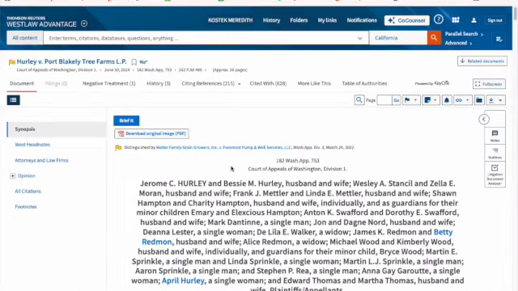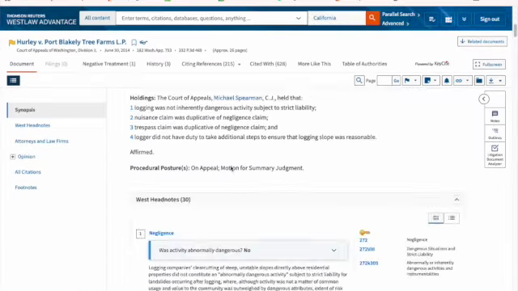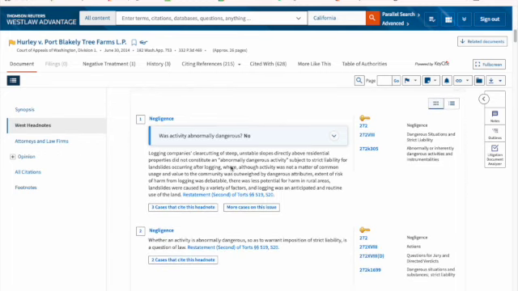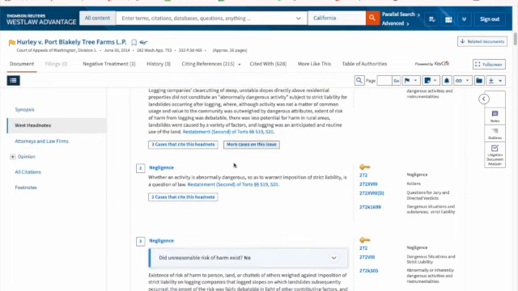Here I am on Hurley. I can scroll down and look at the headnote topics. Here is one on negligence, but what I'm really looking for is that strict liability and the question of law. And so I'm looking at headnote 2. If I were to look at these cases under headnote 2, I'm likely to get Washington cases because I'm in a Washington case right now. These are cases that have cited this specific headnote.